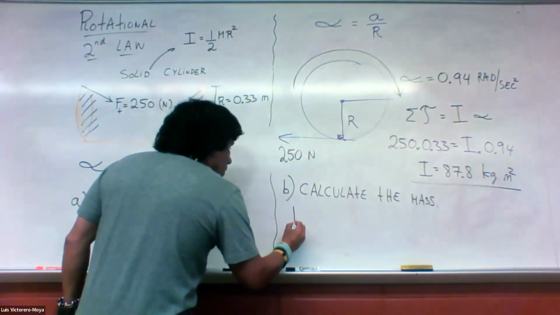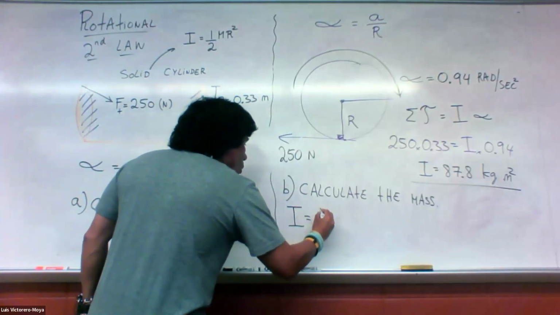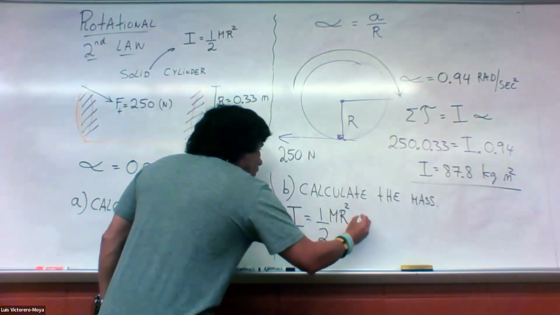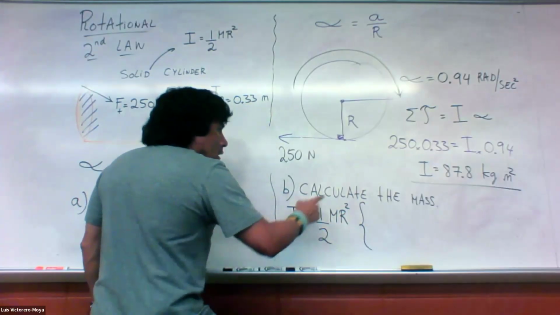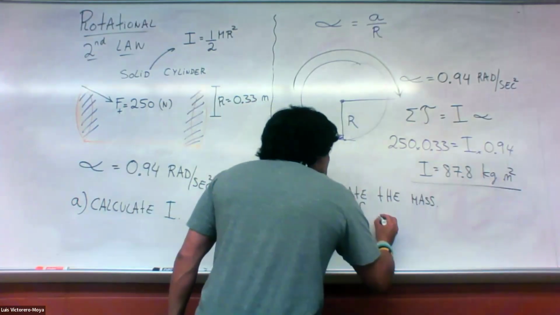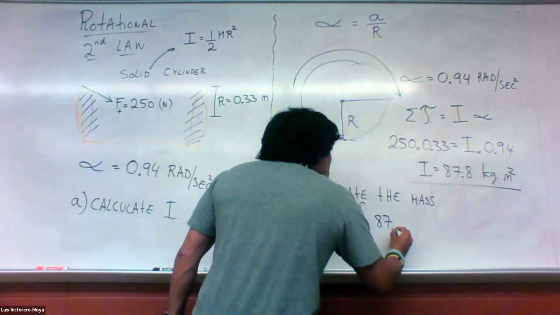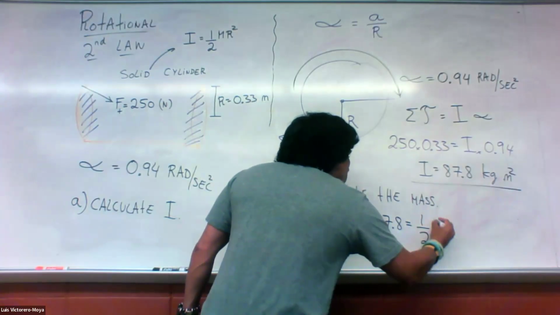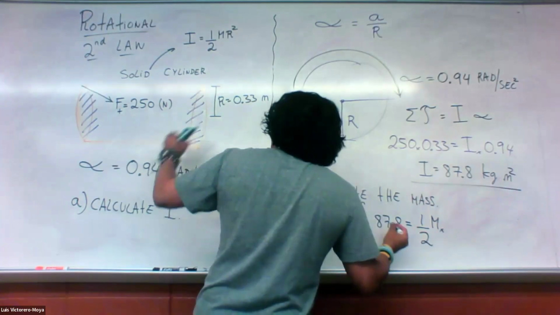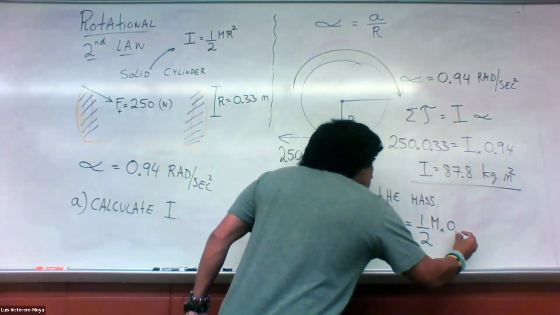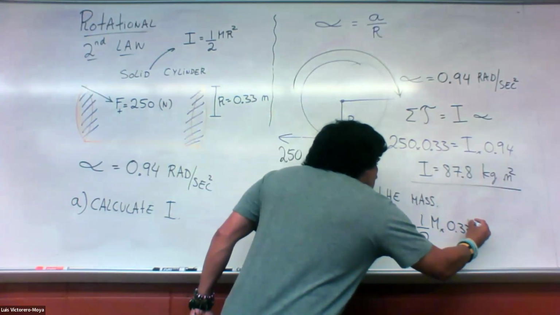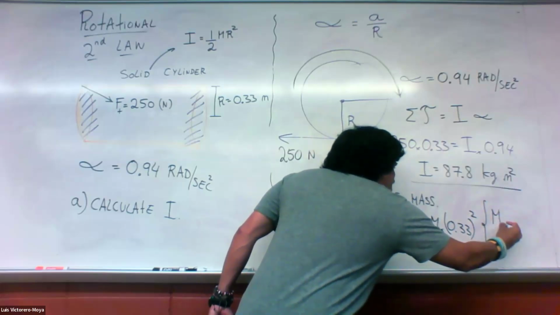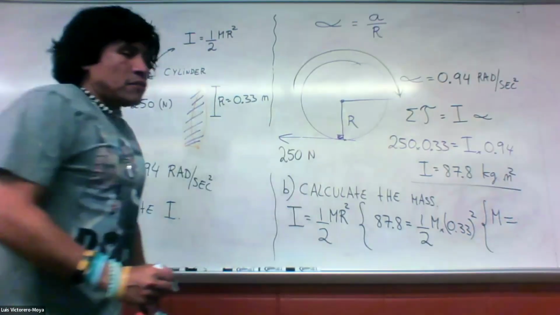I is 1/2 mr squared. Now I is that. That's 1/2 mass times 0.33 squared. All right. What do you guys get for the mass?